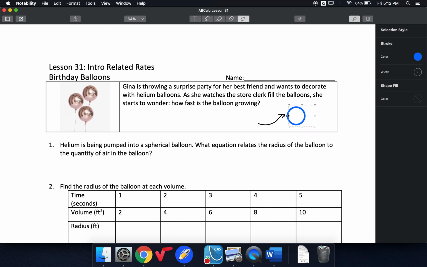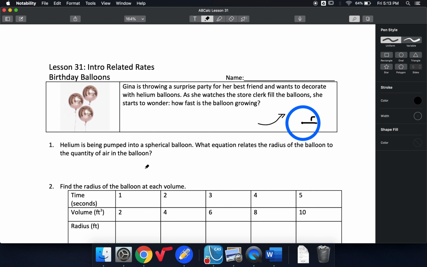As the volume goes in, the radius of my balloon changes. So here's my radius. Put that in there. And we can think about as we add more and more air, the balloon gets bigger, the radius gets bigger. So the equation that relates the radius of the balloon to the quantity of air, well, quantity of air is volume. And I know because I have it memorized, maybe you need to look it up, but the volume of a sphere is 4/3 pi r cubed.